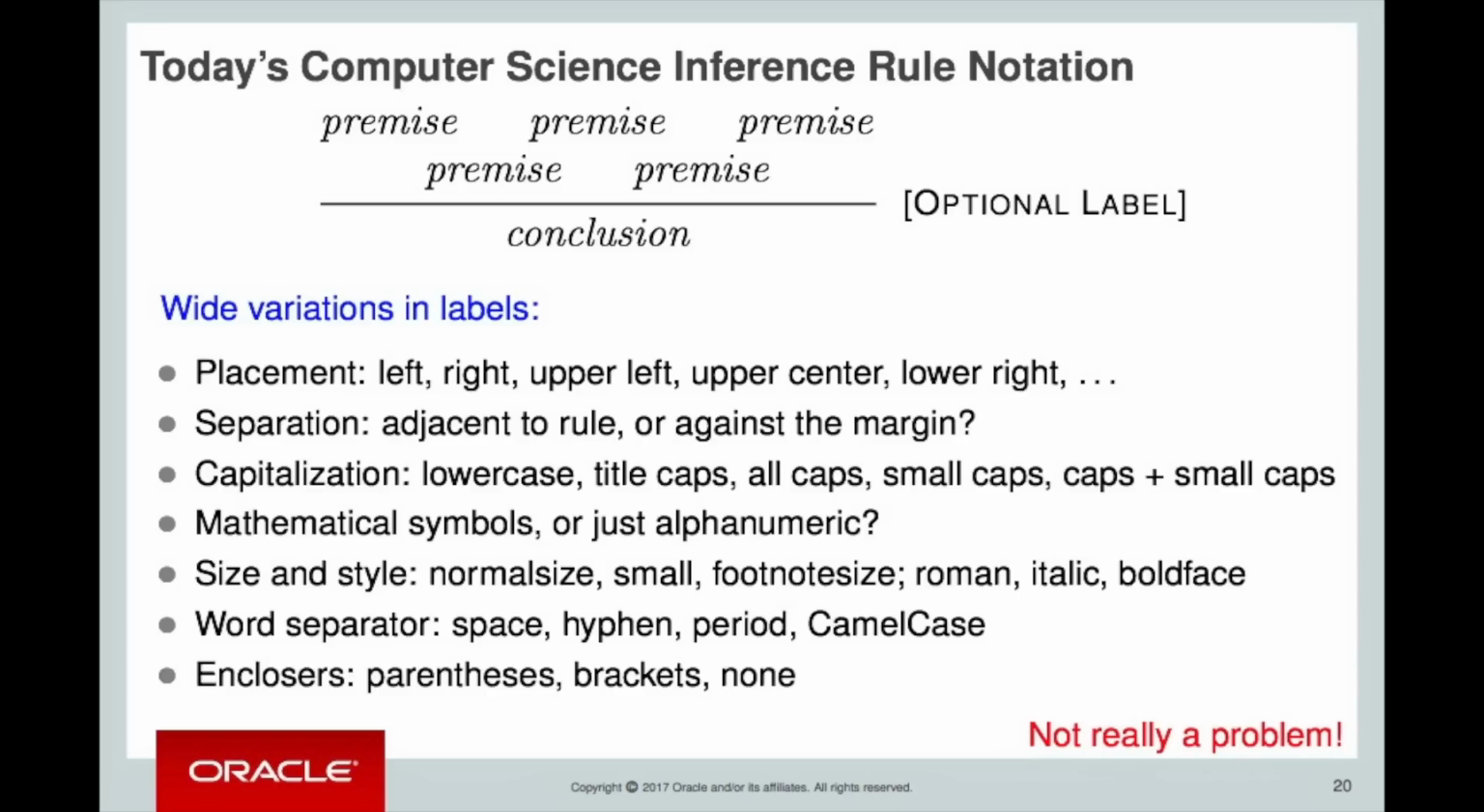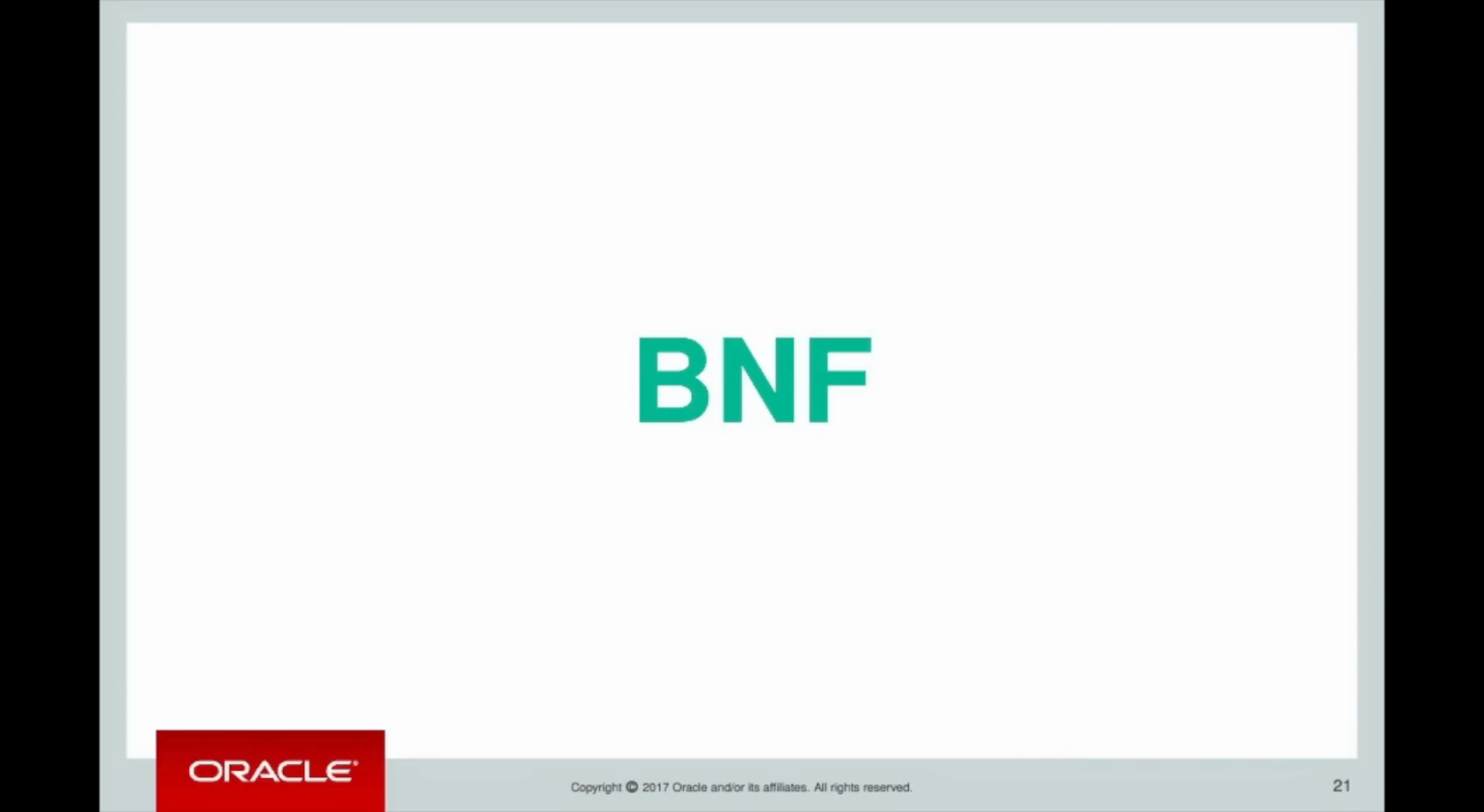And all these variations really aren't a problem. It seems to be a great way for authors to have stylistic self-expression, and it's relatively harmless. You can usually figure out that something is a label and not a premise, provided it's not top center and looks too much like a premise. You have to watch out for that. Okay, wide variation, not a problem. This is sort of typical when a language is used informally. Okay, that's about what there is for inference rules. That notation has been fairly stable over history. Now let's talk about BNF.